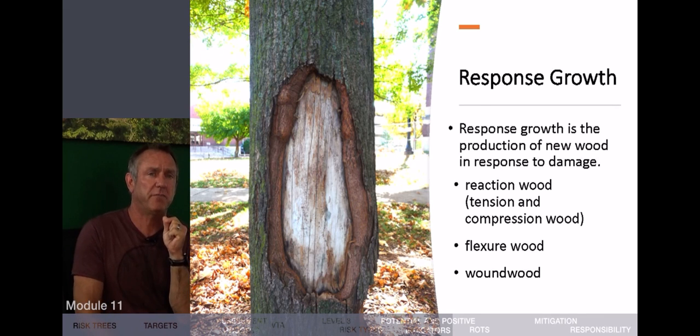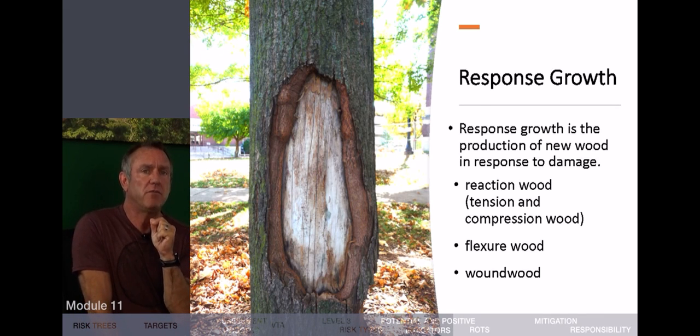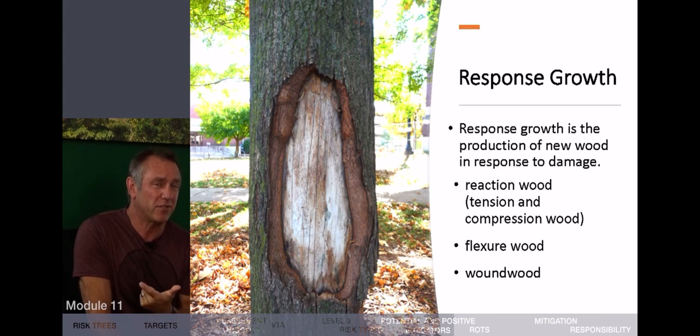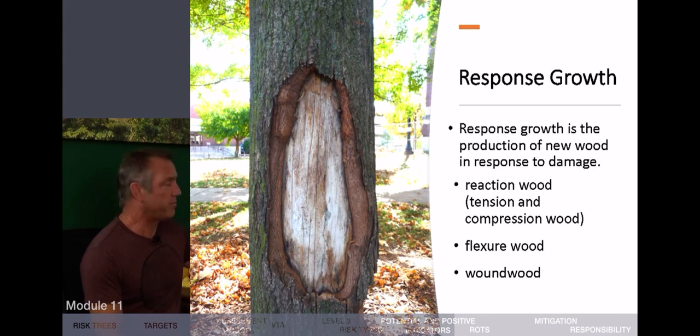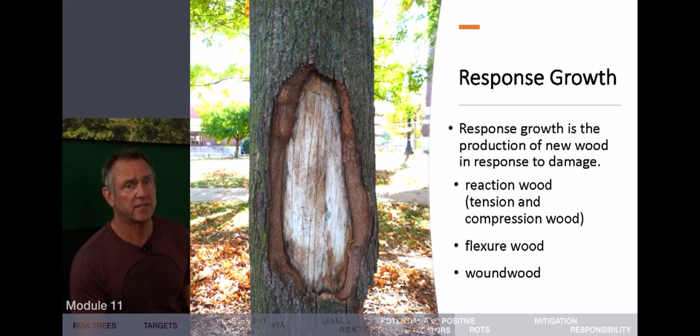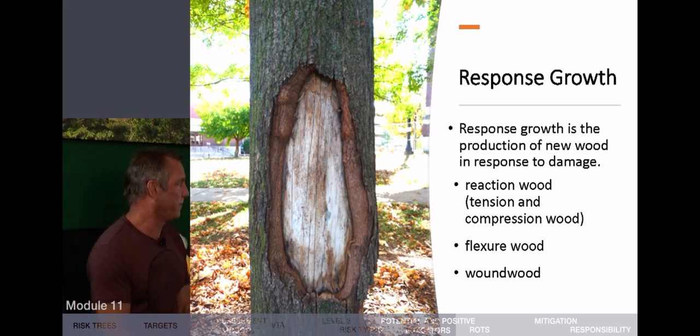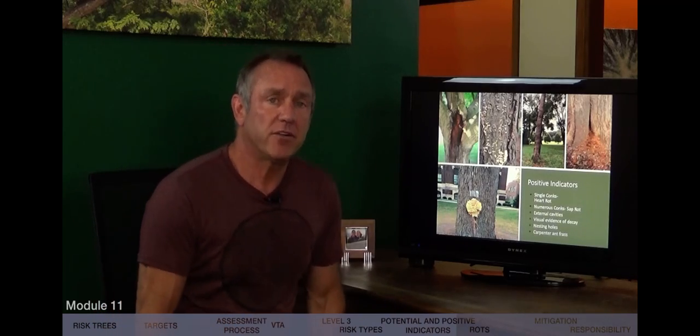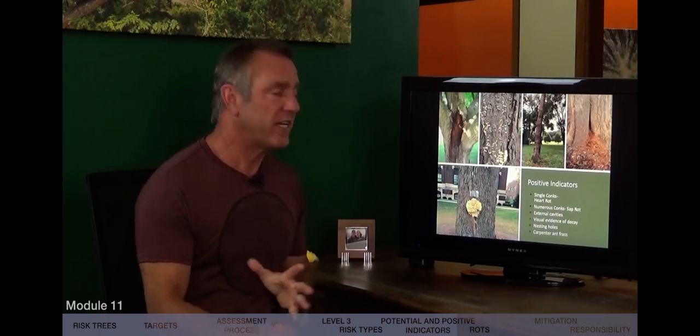That's one of those things I mentioned earlier. When we want to look for what's wrong with the tree, we also want to look for what's right with the tree as well. And response growth is one of those positive things that can make a difference in that determination of likelihood of failure. We have potential indicators, which means there's a potential for decay.